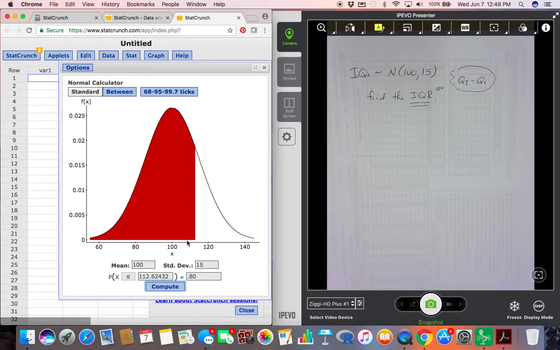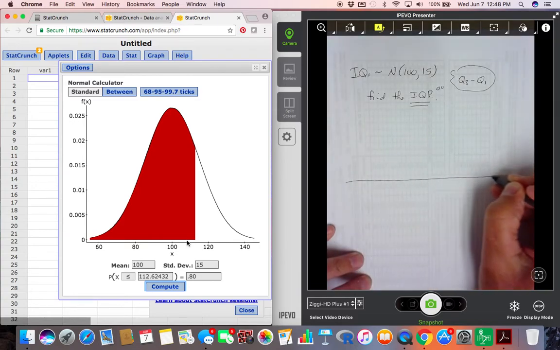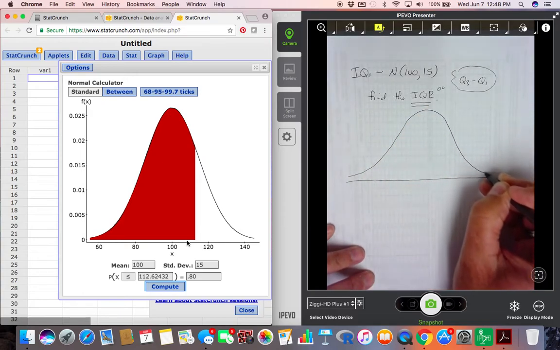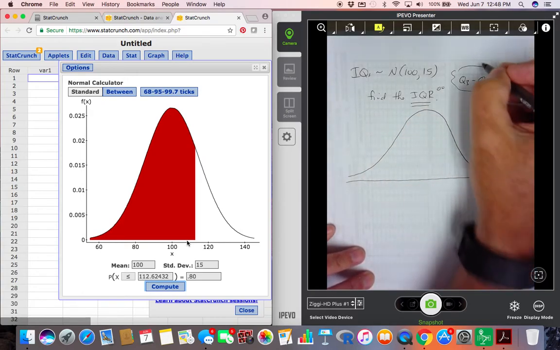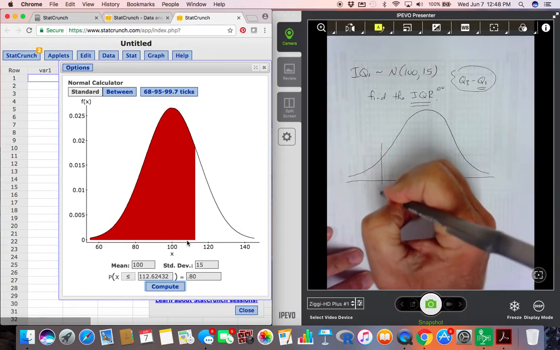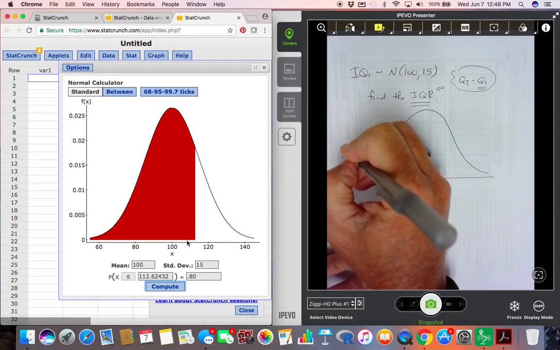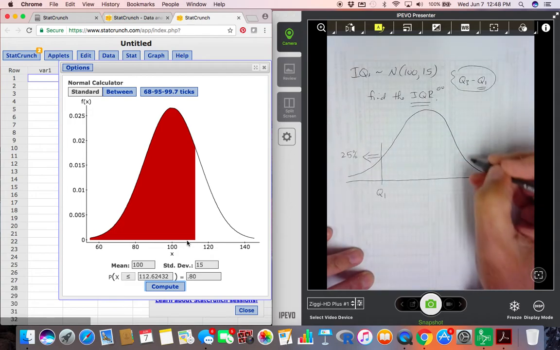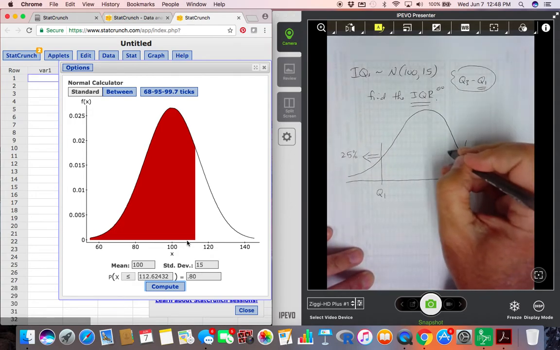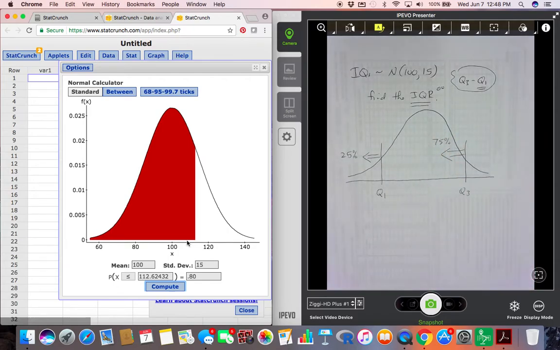So how does that help us? Well, let's think about what Q3 and Q1 actually represent, but let's do it in the form of a normal distribution. What percentage of scores is below Q1? 25%. What percentage of scores is below Q3? 75%.